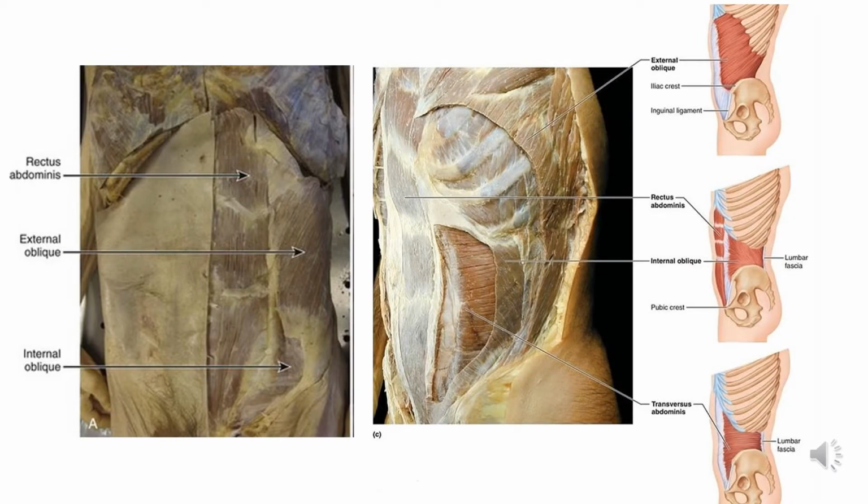The most superficial of the 3 flat muscles in the anterolateral group of abdominal wall muscles is the external oblique, which is immediately deep to the superficial fascia. Its laterally placed muscle fibers pass in an inferomedial direction. Its large aponeurotic component covers the anterior part of the abdominal wall to the midline.